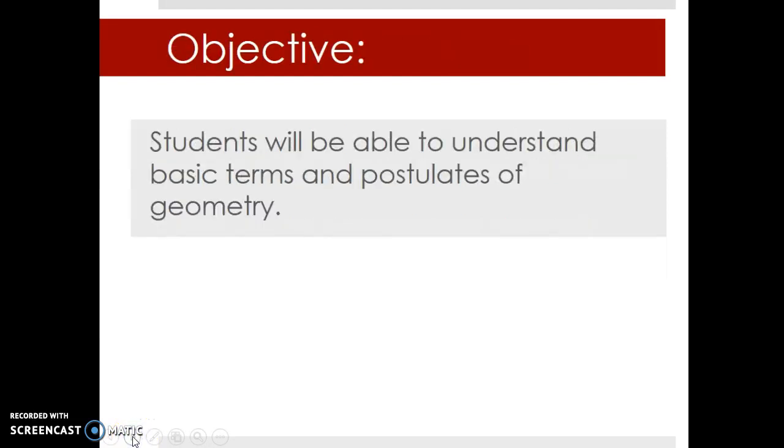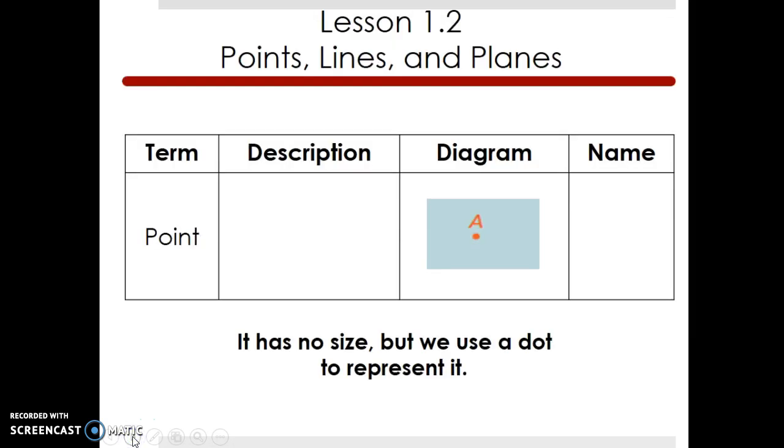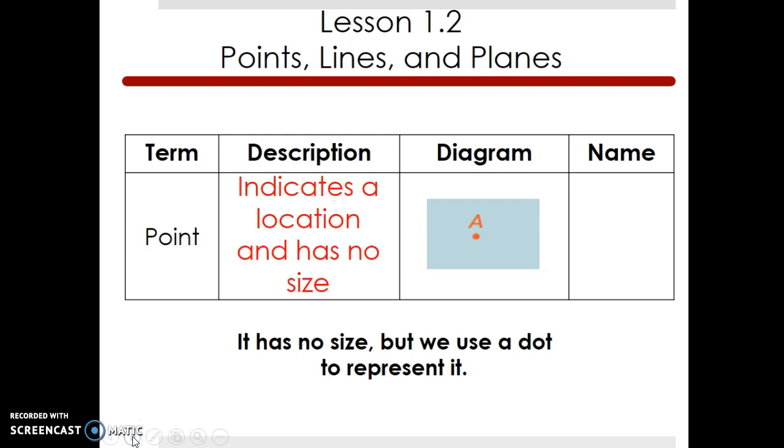Alright, so the first lesson in geometry will be to understand the basic terms, so that's the vocabulary words and postulates of geometry. The first word we're going to learn is point. A point indicates a location and has no size.